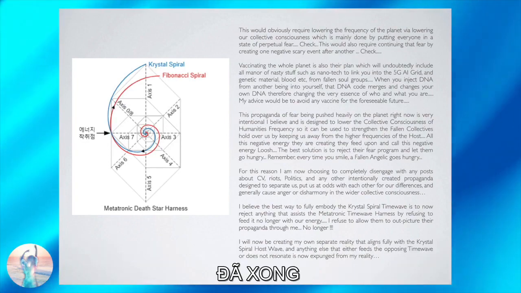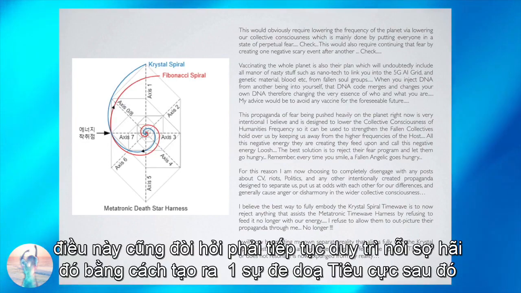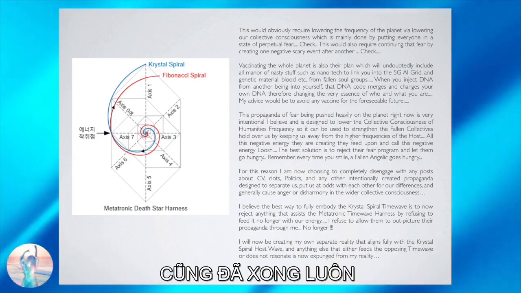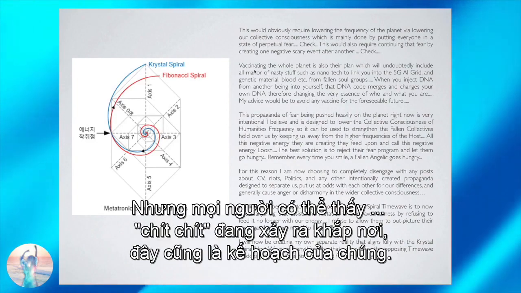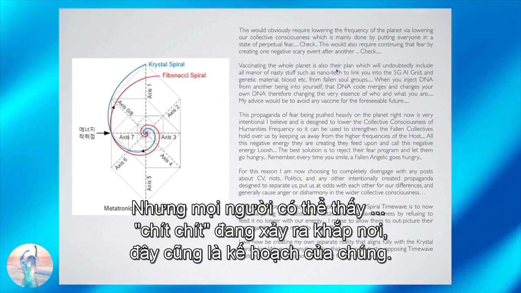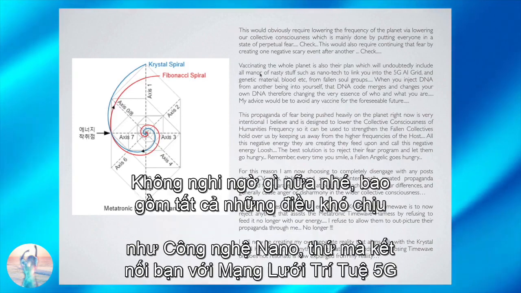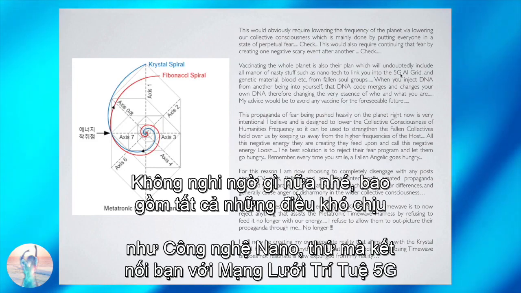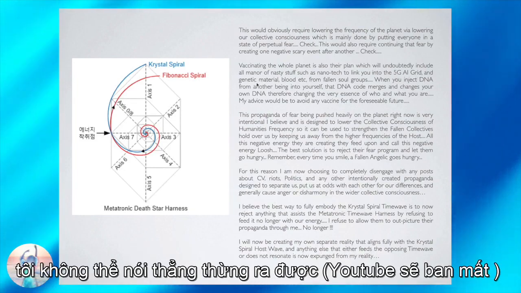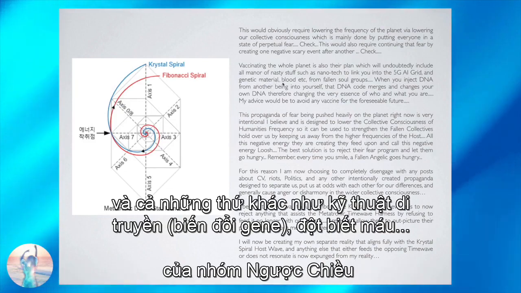Check. This would also require continuing that fear by creating one negative scary event after another. That's a big check. Now I can't say that word here, but you can see it. V, the whole planet, is also their plan, which will undoubtedly include all manner of nasty stuff, such as nanotech to link you into the 5G, and I can't say that letter either, A, B, C, D, E, F, and then the next one, 5G AI grid, and it will also probably contain genetic material, blood, etc. from fallen soul groups.